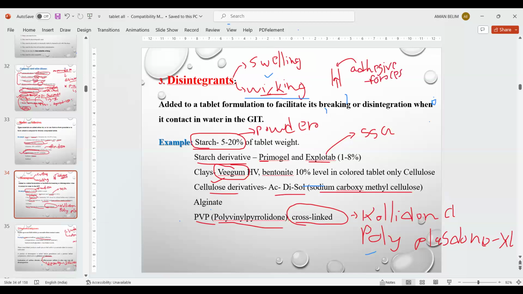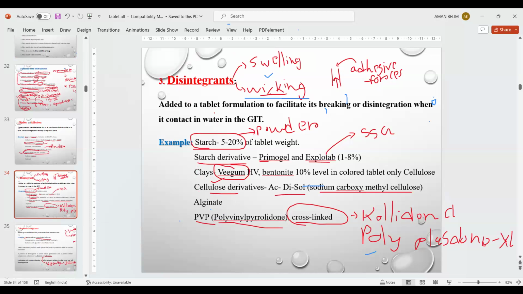Adhesive forces are between two different particles. And what are cohesive forces? Between similar particles. So those are known as cohesive forces. Now, these are the examples of the disintegrants. And also, we add disintegrant intragranularly and extragranularly. What is intragranular and extragranular? Can you tell me?